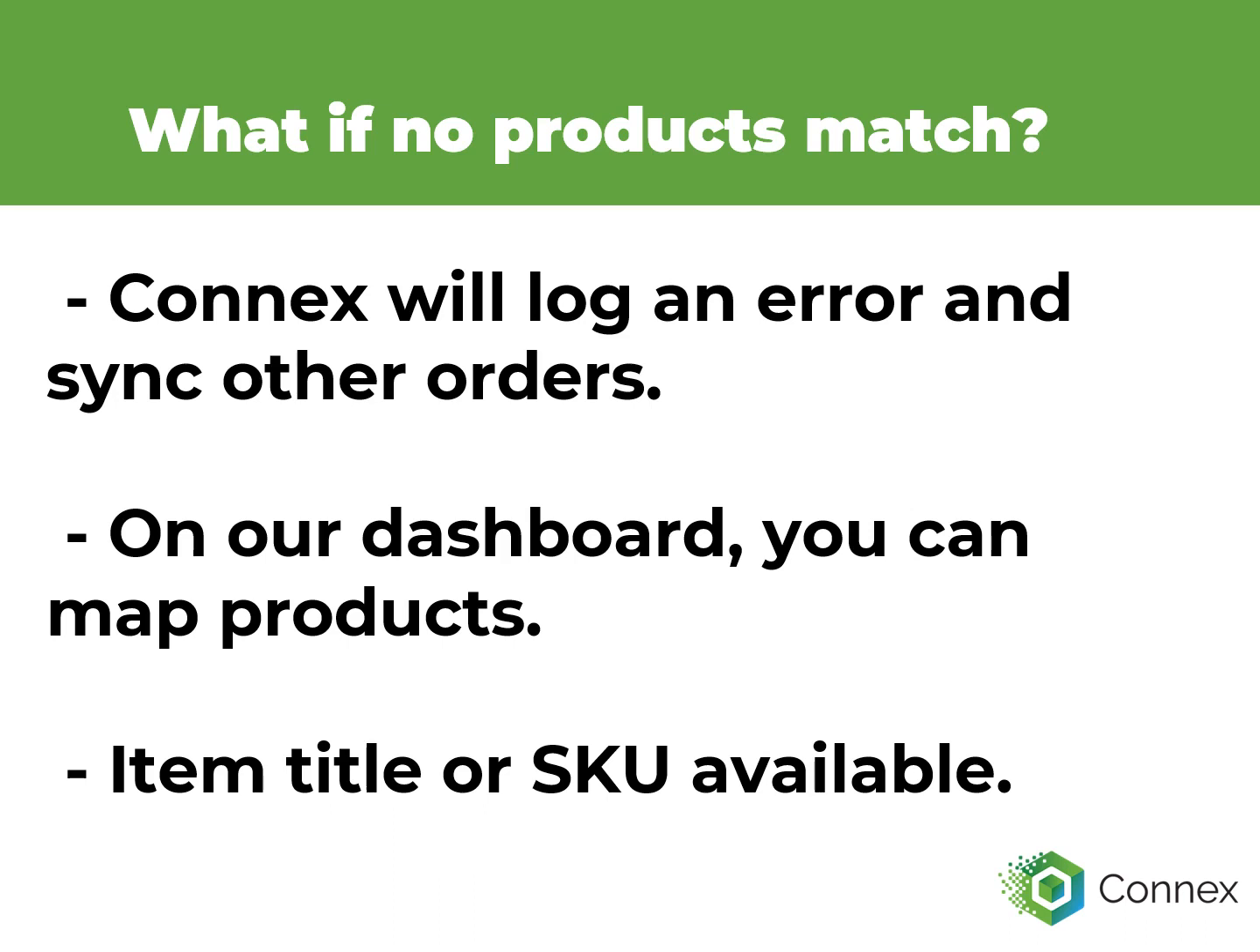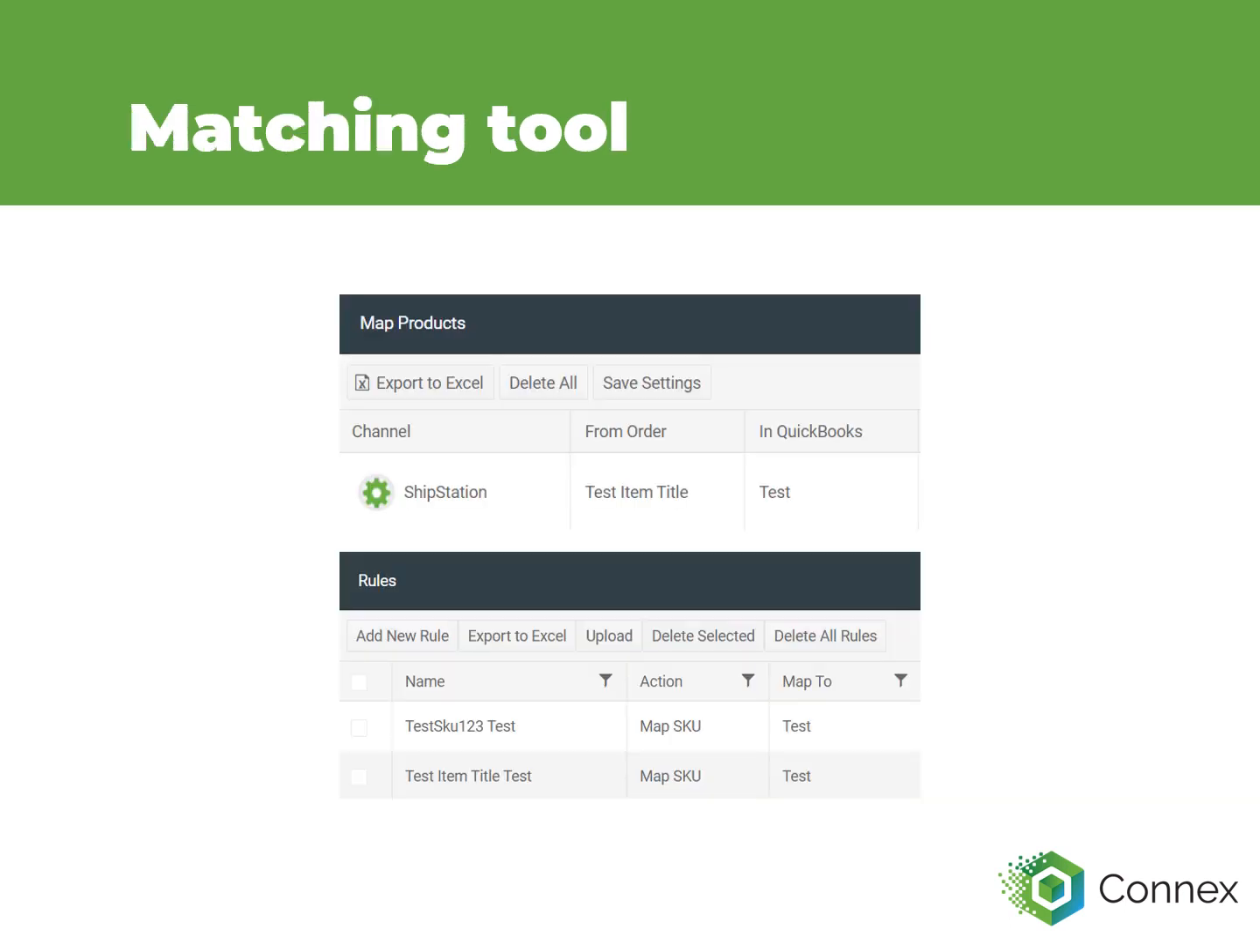And on a dashboard, you can scroll down on the bottom right. There's a product matching table. If your product doesn't have a SKU, you can map by the title. But if the SKU in your selling channel and the QuickBooks item name do not match, you'll see them in the product matching log. And here's the product matching tool.